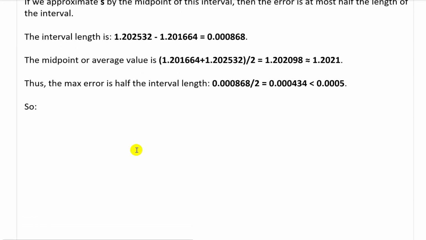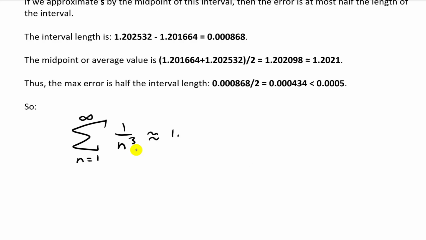So that's fascinating stuff. What we end up having is the series, the sum from n equals 1 to infinity of 1 over n cubed, is approximately equal to 1.2021, with error less than 0.0005. So yes, fascinating stuff.